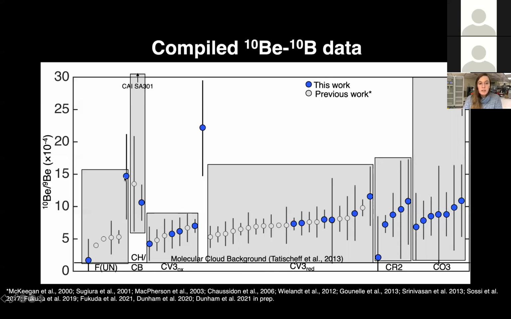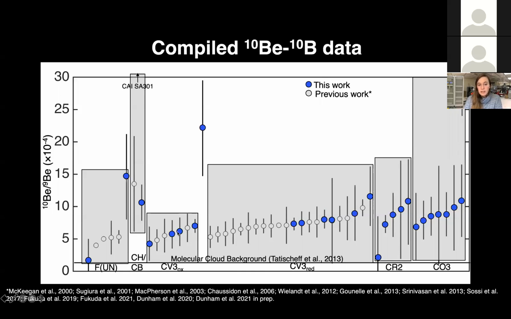And I also measured a very isotopically interesting CAI that has quite a high level of 10 beryllium over 9 beryllium. It's still consistent with most CAIs, but it's definitely different than the other FUN CAIs. So that's something to consider. And for the CH/CBs, my data is consistent with one other data point, but there's also this CAI from Fukuda et al. 2019 that has a ratio, I believe, around 60 times 10 to the minus 4, way up there. So my data is not consistent with that.